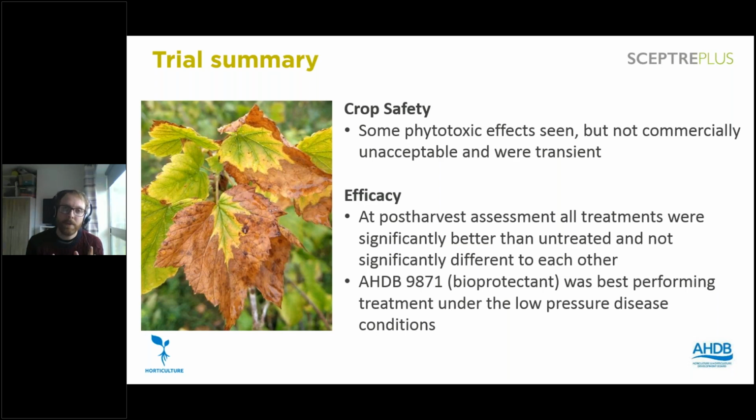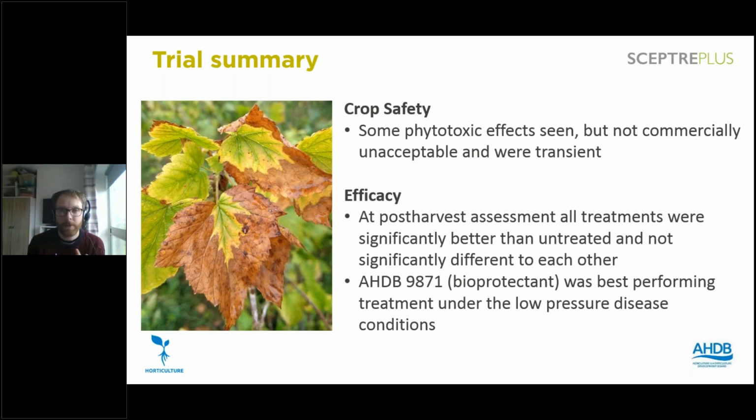But it's important to note that this was a low disease pressure year. And often if we have a much greater disease pressure, maybe wetter conditions, we might see these biologicals struggle to give as good a control as some of the conventional chemistry. But certainly if you've got a season like we had last year, they show really good promise.